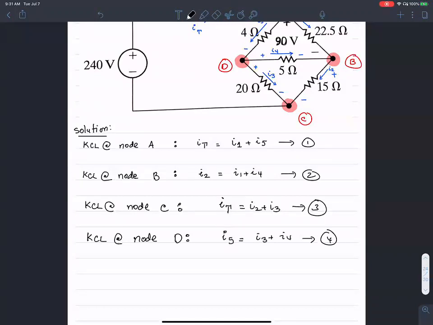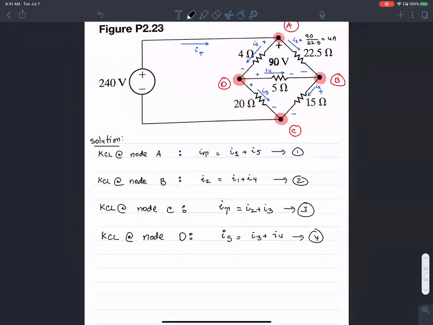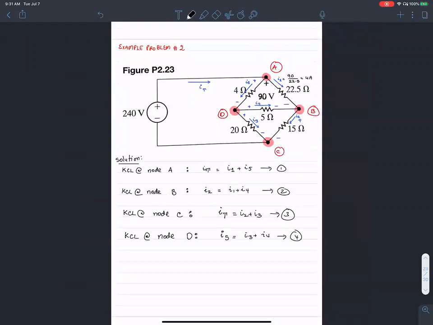I need one more equation to solve for the unknowns. There is a total of 5 unknowns: I2, I3, I4, I5, and I total. So I would need one more equation, or maybe sometimes if the equations are redundant or trivial, we need more than 5 equations. So what I'm going to do is look at a KVL loop.